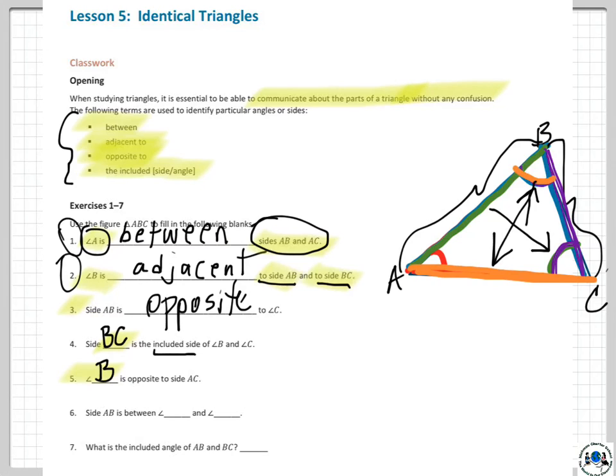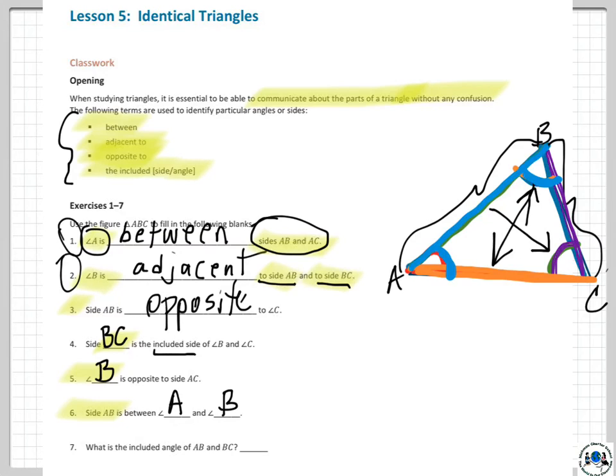Okay? And now we have side AB is between angles what and what. Okay, so let's look at side AB with this light blue here. Here we go, side AB again. So it is between angle blank and angle blank. That should be pretty clear. It is, of course, between angle A and angle B. Okay? All right, one more relationship here.